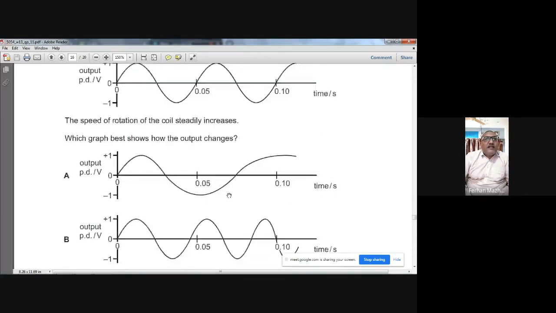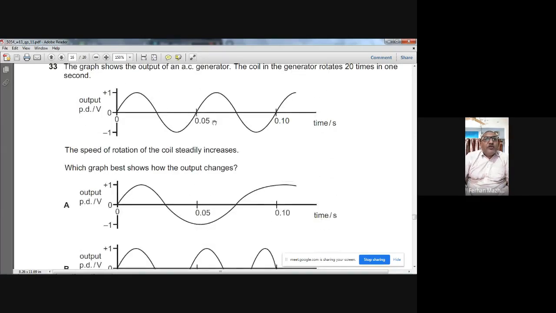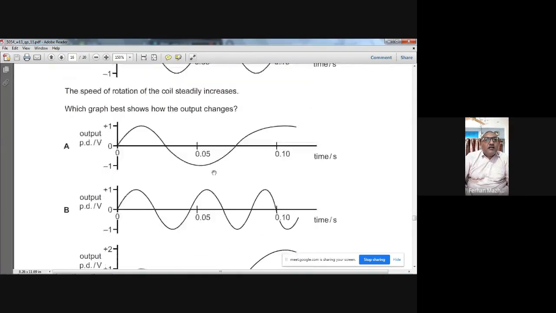So see here, to complete the wave, it took 0.5 seconds. Amplitude should increase.